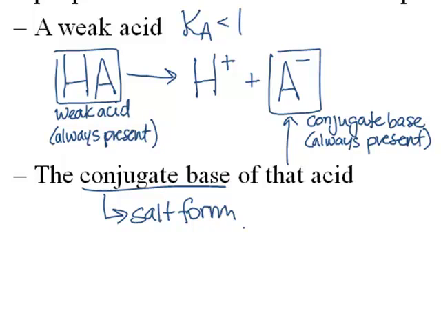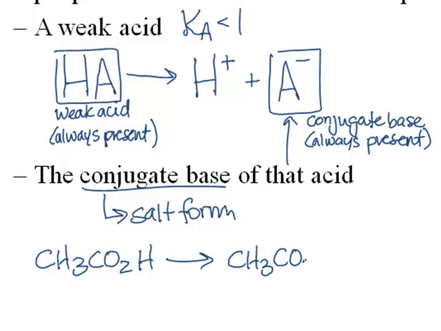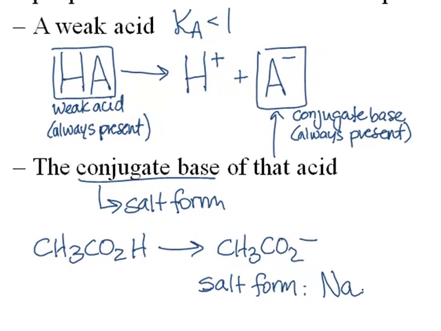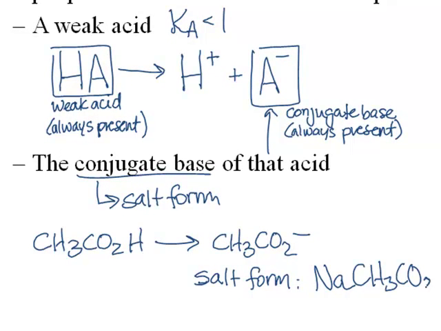For instance, if I'm dealing with the weak acid acetic acid, CH3CO2H, I know that its conjugate base is CH3CO2- because we practiced writing that before. But the salt form of that CH3CO2- is simply bonding it with any positively charged cation. So I could choose to do NaCH3CO2, or something else with a positive 1 charge, like potassium with CH3CO2. Any of those would be acceptable options, and that's the most likely way we'd see it in a lab.